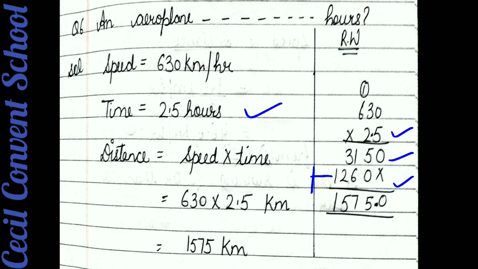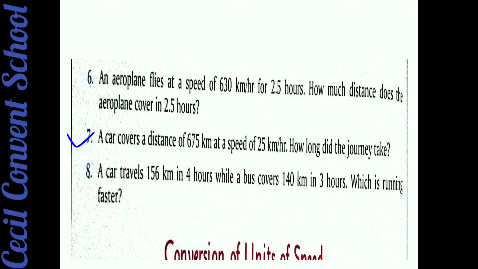then 1. Now you know that dot is after one number, so we put a decimal after one number. It should be done from the right hand side. So answer will be 1575 km. Clear students? Now we do question number 7.